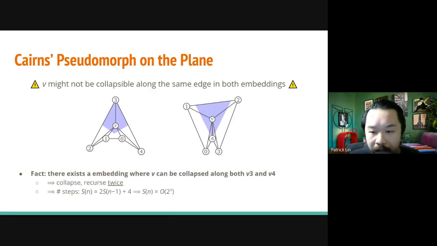This is actually okay as far as Cairns is concerned. Remember, he's just looking to prove existence. And what happened is he said, well, there exists some other embedding. And he didn't even really care to construct it, but we can construct it quite quickly, actually, where V can be collapsed along both. And so we're just going to recurse twice if we're following Cairns' model. And so by performing a sequence of exponentially many of these collapses and uncollapses, we can, in fact, compute a pseudomorph between the starting embedding and the ending embedding.